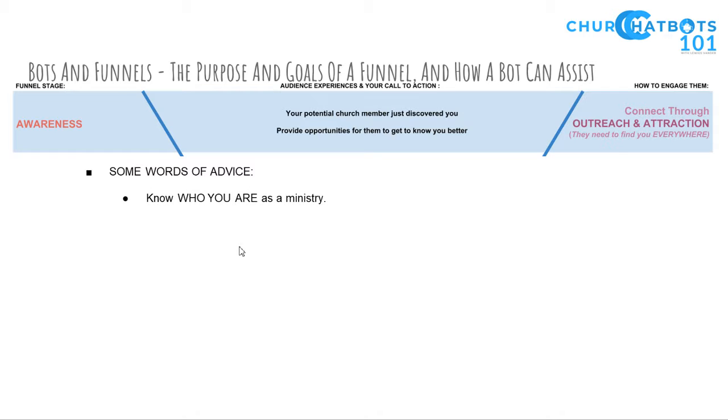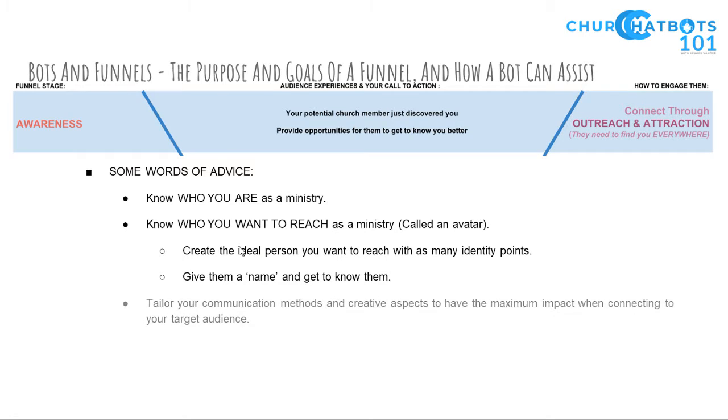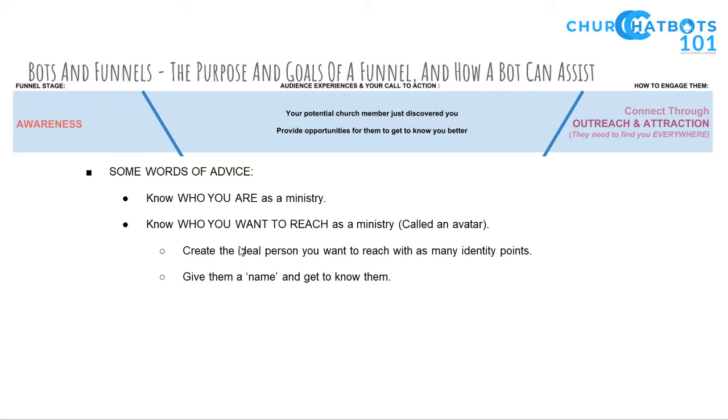Know who you are as a ministry. All right, know who you want to reach as a ministry. We call this an avatar. An avatar is the ideal person that you create, that you want to reach with as many identity points as you can, that you and they both can identify with. Give them a name and get to know them. So let's pause right there for a moment.